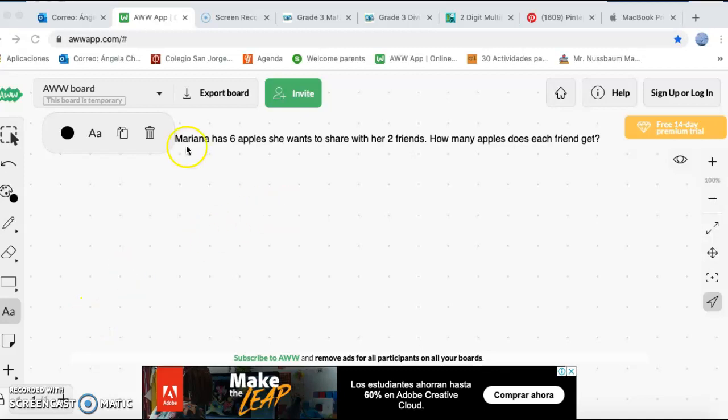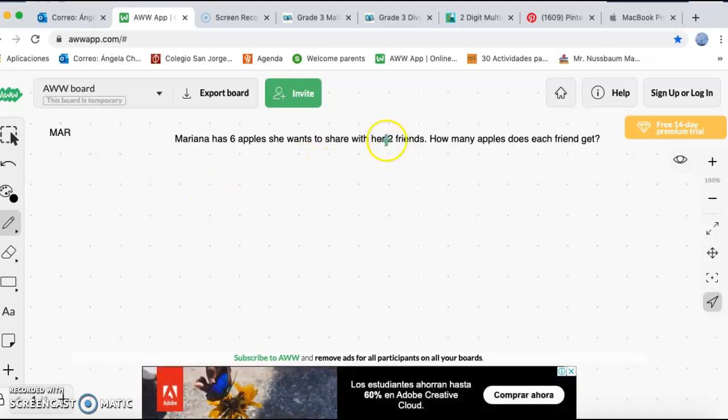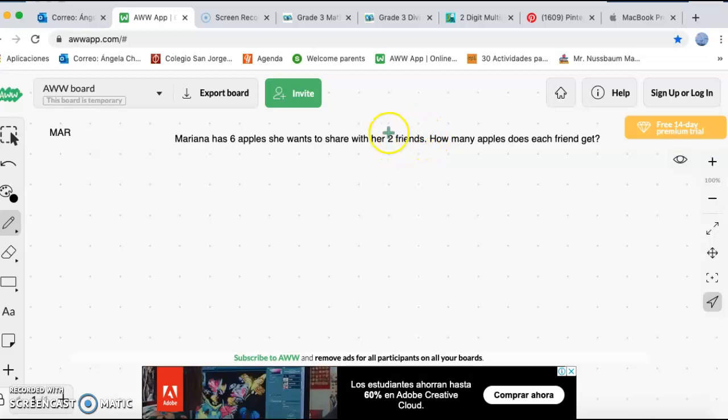Okay, so we have this problem. Mariana has 6 apples. She wants to share with her 2 friends. How many apples does each friend get? So when you want to draw the problem here, you have to ask yourself if you have to divide into 2 groups or you are dividing by 2's, okay? In this case, you're going to divide in 2 groups, okay? Because you're talking about 2 friends.